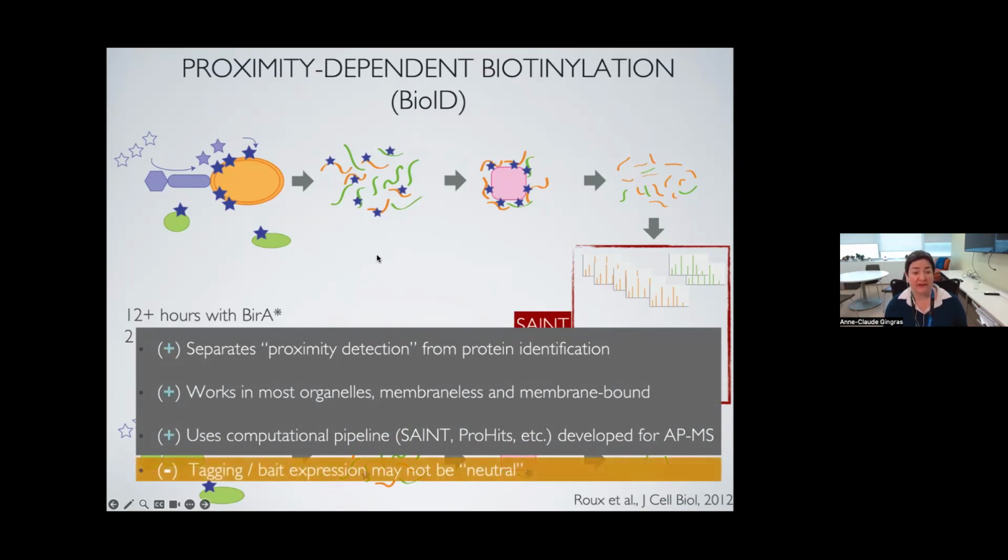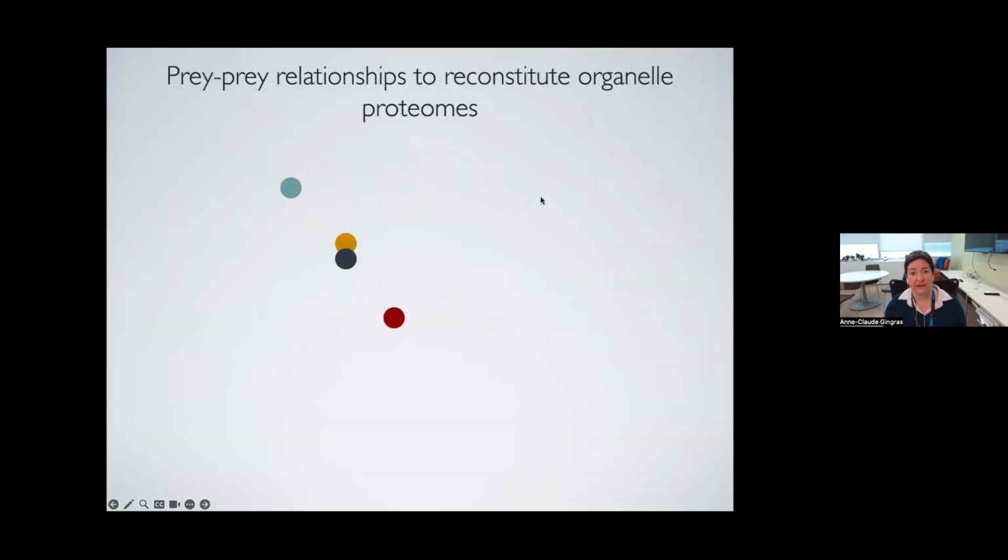But the thing that we see with every tagging approach is that the tagging in the bait expression may not always be neutral. And sometimes stepping back a little bit and using BioID to report on endogenous protein might be a good idea. And I just want to tell you a little bit how we've been doing that in our lab. So what we've been applying as a principle is that the association inside living cells between those untagged proteins, which we're going to call prey, is something that is informative.